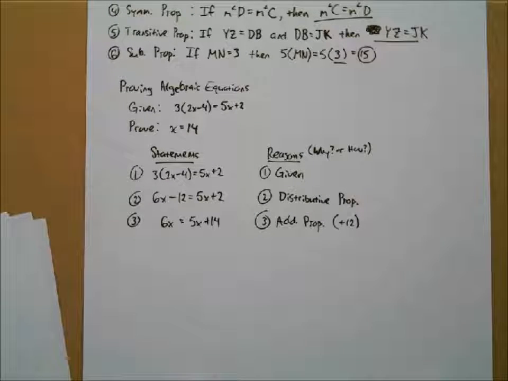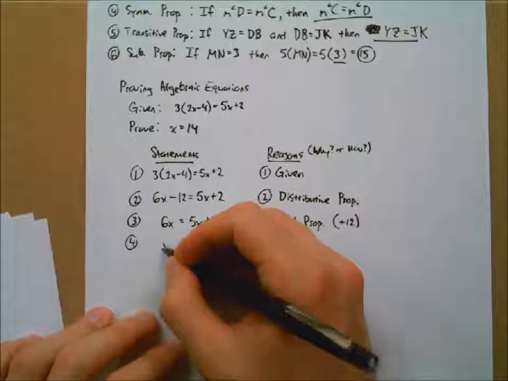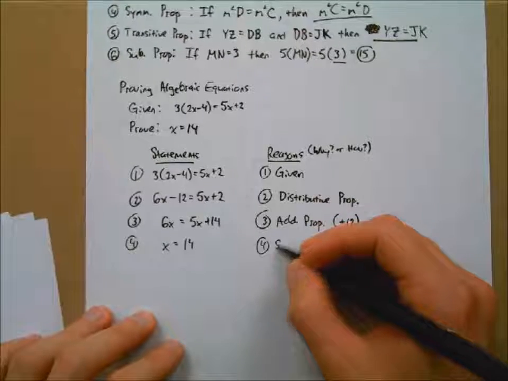All right, Avery, what did you want to do next? Then you just subtract 5x from both sides. Subtract 5x from both sides, okay. And so since we're subtracting, what would our reason be? Subtraction property, right. So I end up with an x equals 14. And that was the subtraction property.